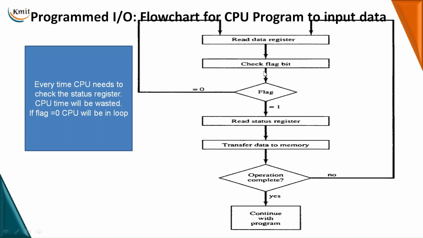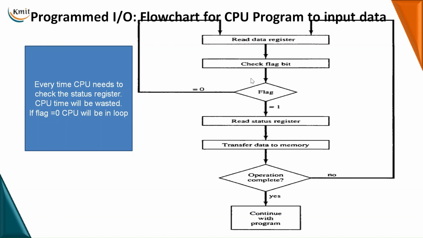So it will check the flag bit. If the flag bit is still 0, then it will keep on waiting until the peripheral device places the data onto the data bus and the data is copied into the data register. If the operation is complete, it will continue with the remaining program. Every time, the CPU needs to check the status register for the flag bit. If the flag bit is 0, the CPU goes into the loop and keeps on checking the flag bit. So it loops continuously.